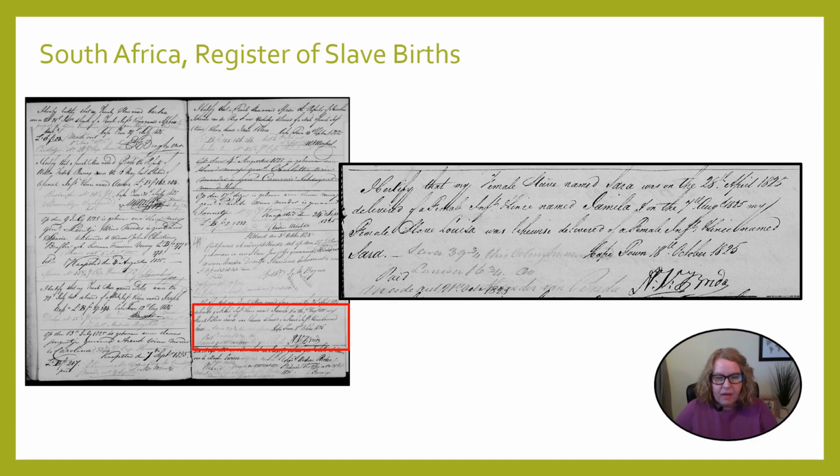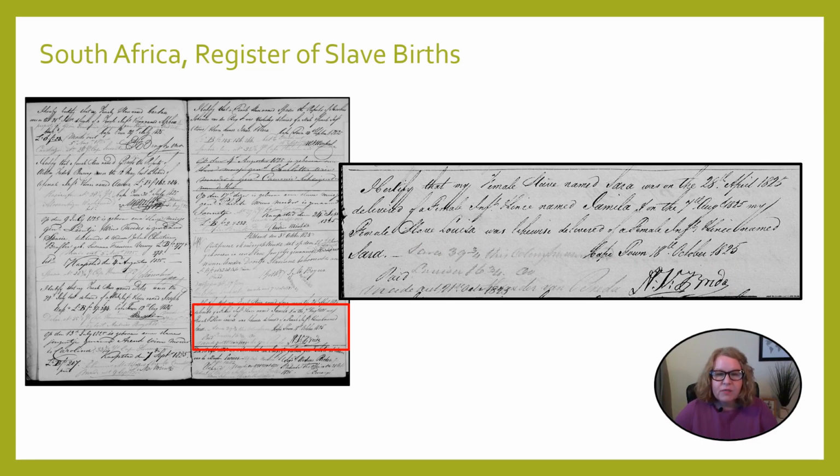Let me grab my pointer so I can show you right here. Right here is the monies that are paid. The date and the place of registration also occurs, Cape Town, 18th of October 1825, and then the name of the slave owner at the bottom.